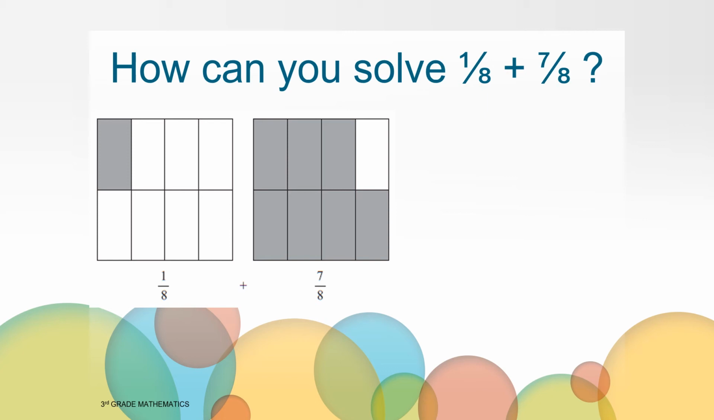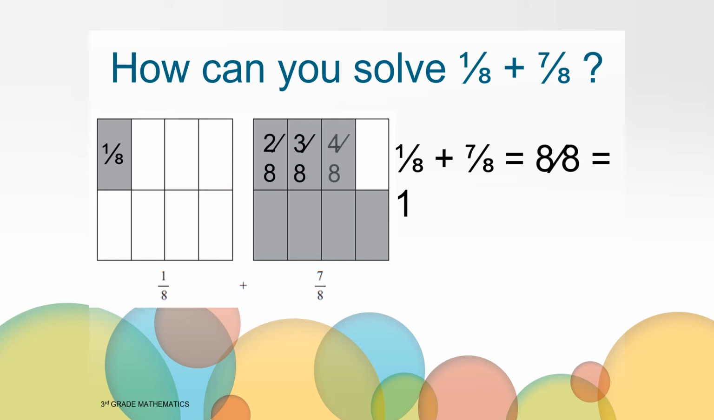You might have said the answer is 8/8 or 1 whole. We know that all of our pieces are eighths, so we can count them each individually by 1/8, like this. 1/8, 2/8, 3/8, 4/8, 5/8, 6/8, 7/8, 8/8. And we can find our answer that way.